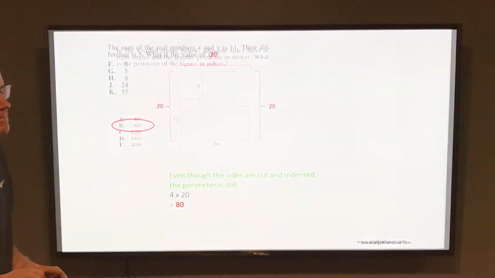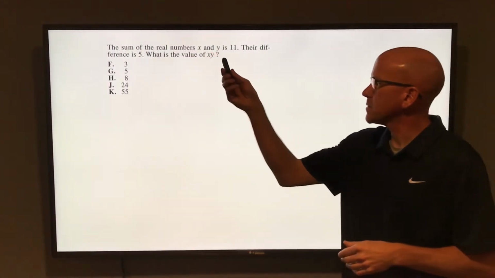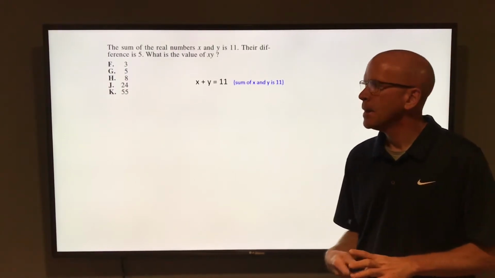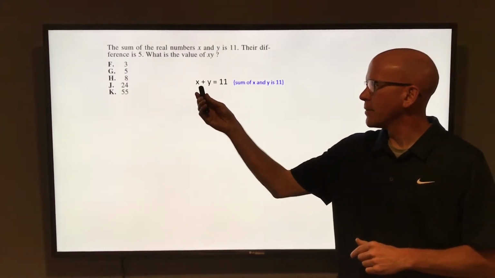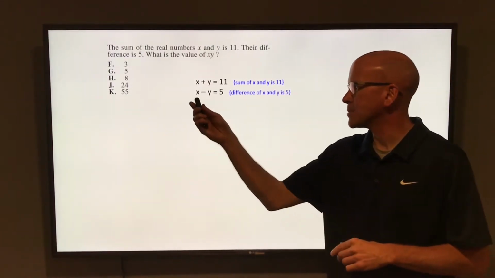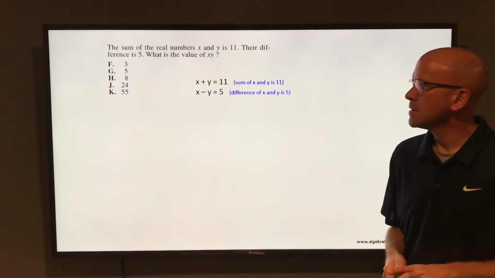The sum of the real numbers x and y is 11. Their difference is 5. What is the value of x times y? So the sum of the real numbers is 11. That means x plus y equals 11. Their difference, which means subtract, is 5. So x minus y equals 5. You need to find the value of x times y.